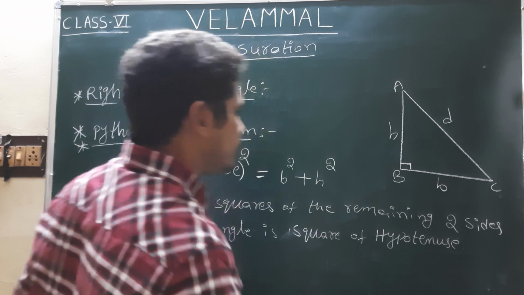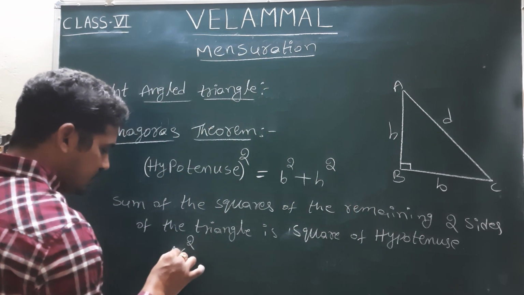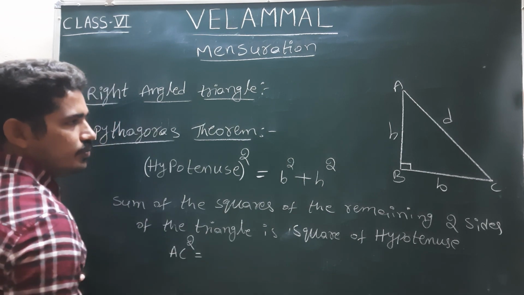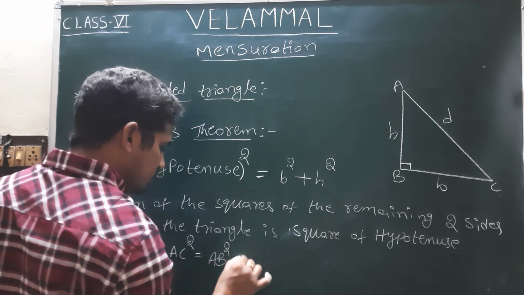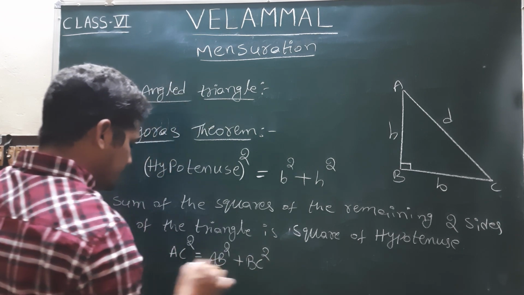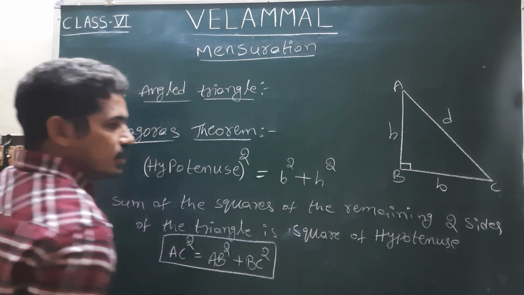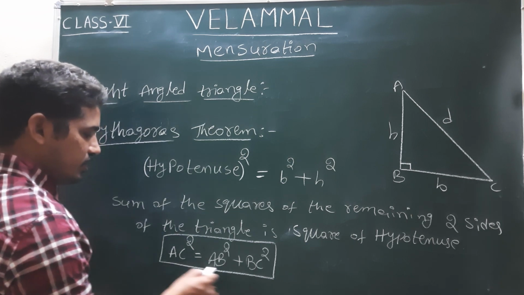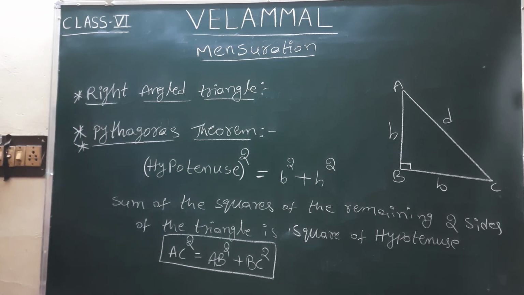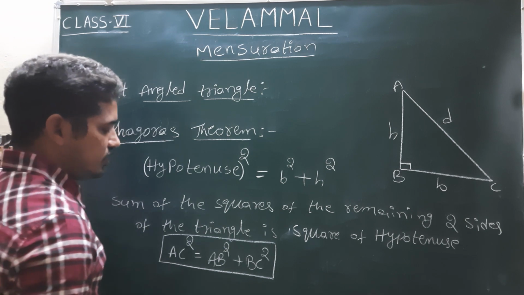So by that we can say hypotenuse square is nothing but AC square. AC square is equal to what can we write? AB square plus BC square. It is a very important definition, you need to remember always. AC square is equal to AB square plus BC square, which is called the hypotenuse formula.